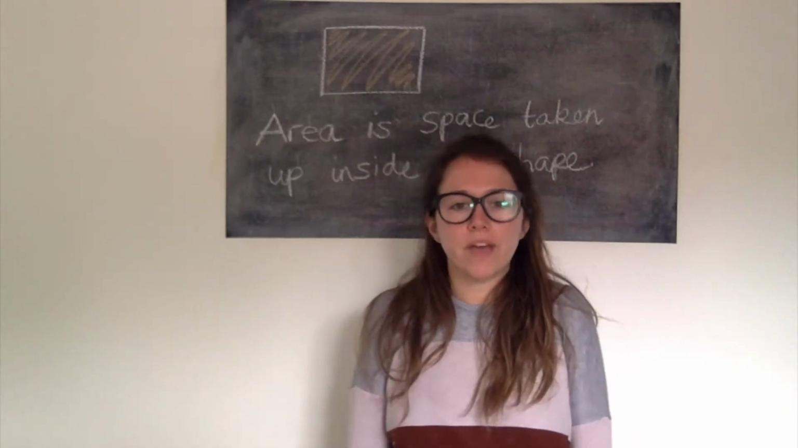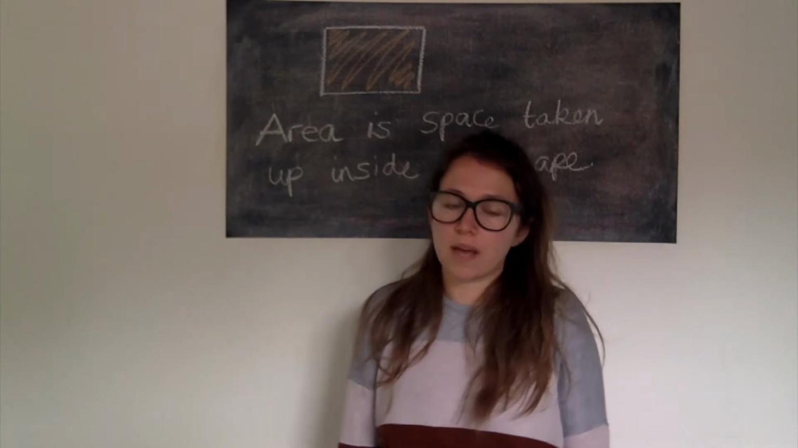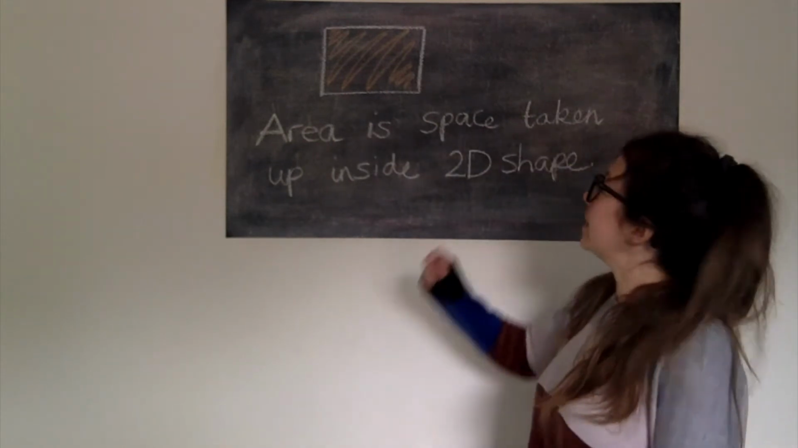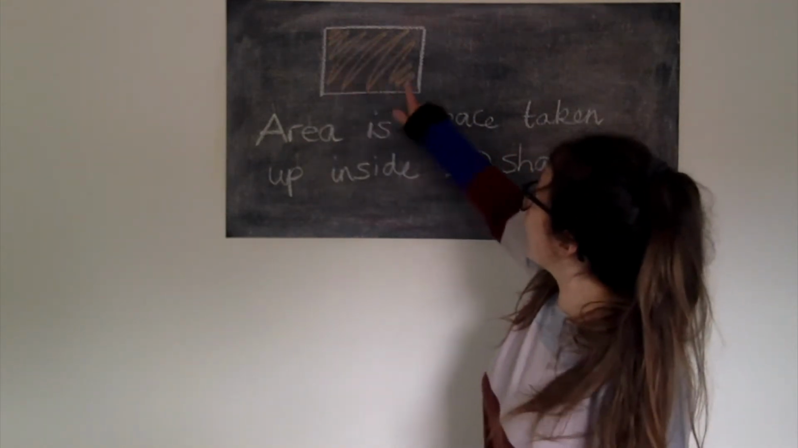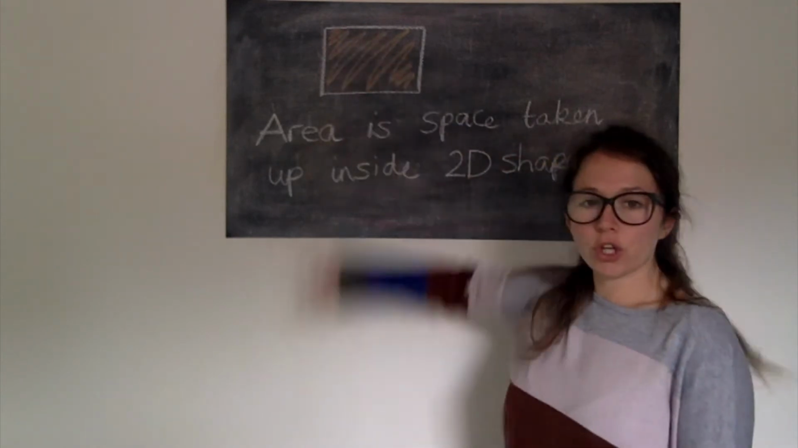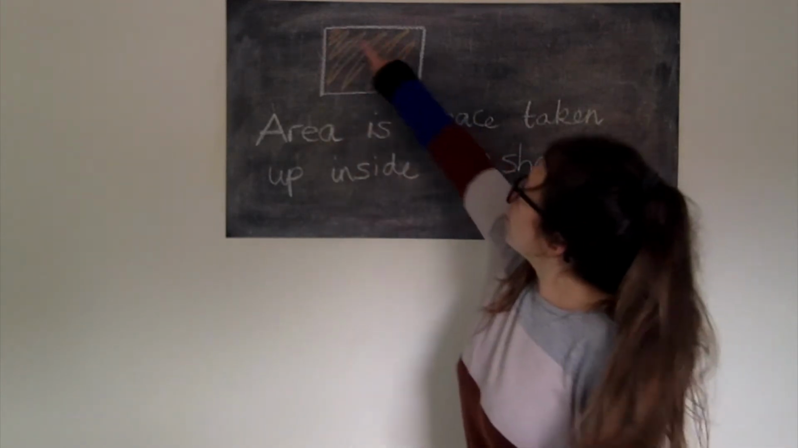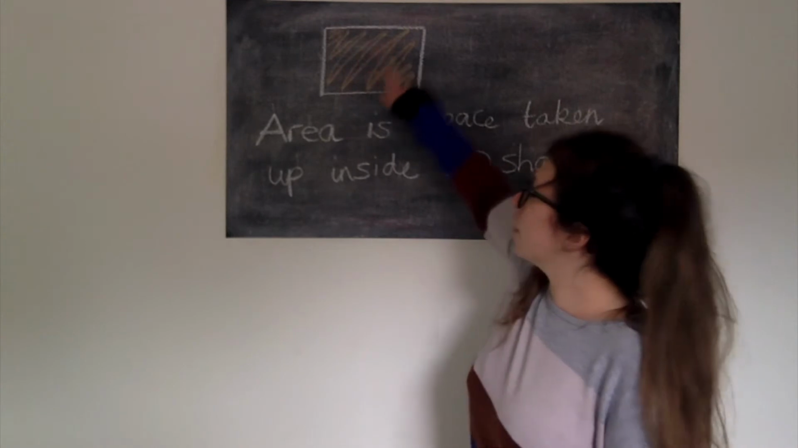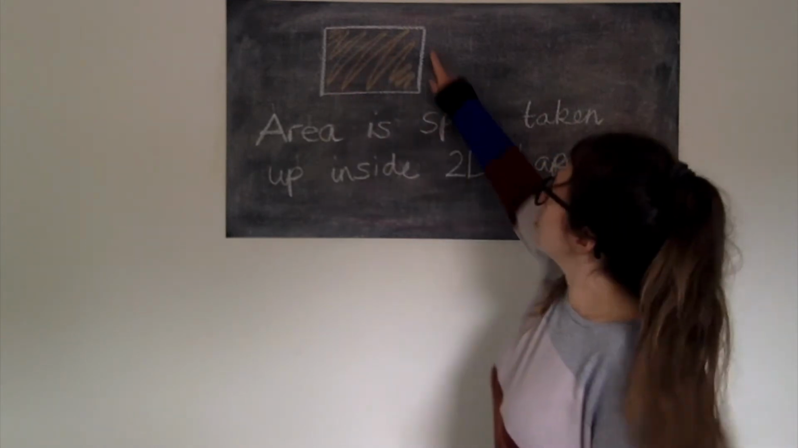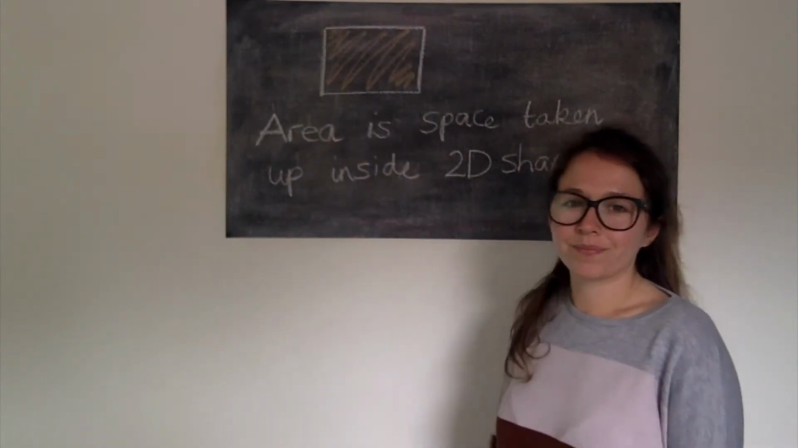Hopefully you've remembered that area is slightly different to perimeter because the area of a shape is the inside, so the space that's taken up on the inside of a 2D shape. And I've shown that by this diagram here. So it's the inside, whereas the perimeter is the outside of a 2D shape.